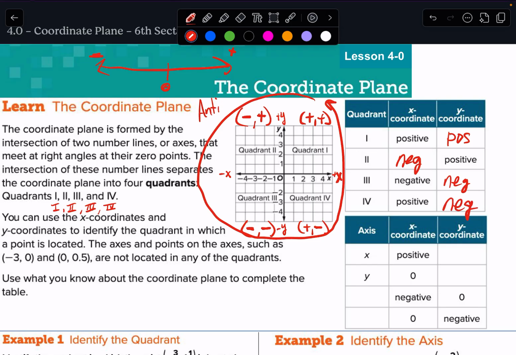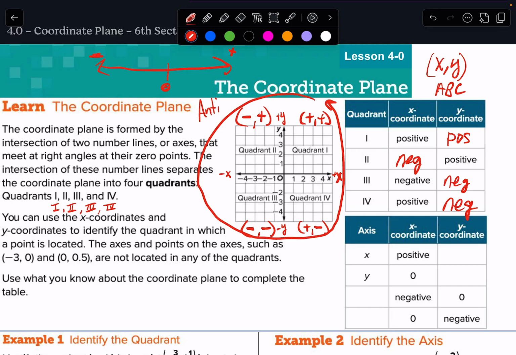Okay, you need to learn those. Quadrant 1's plus plus. Quadrant 2 is negative plus. Okay, and it's always x comma y, and it's alphabetical, A, B, C. So x comes first, then y. X, y, z alphabetically, x, then y in the coordinate. First one's always the x, second one's always the y.